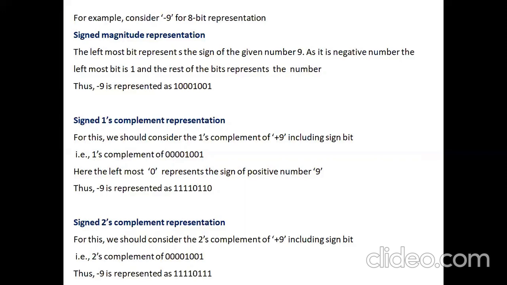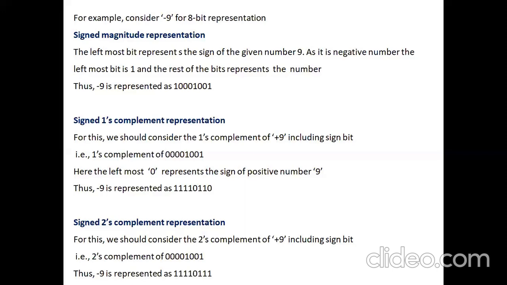Similarly, for 2's complement also, first you find the one's complement. After finding the one's complement, just add 1 to the rightmost bit, that is the least significant bit. If you add 1 to the least significant bit, you automatically get the 2's complement. That is a shortcut method to find the 2's and 1's complement. For 10's and 9's complement, you have to go for the formula. But for 1's and 2's complement, just use the shortcut method.